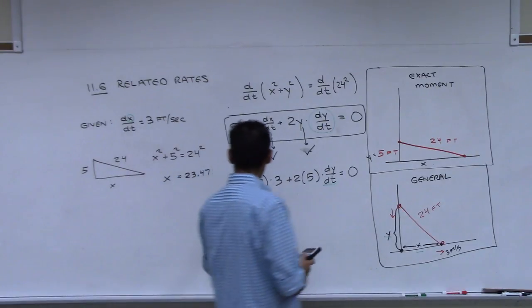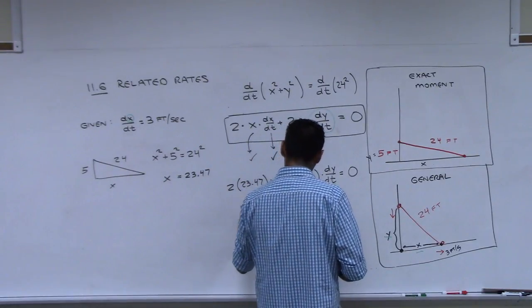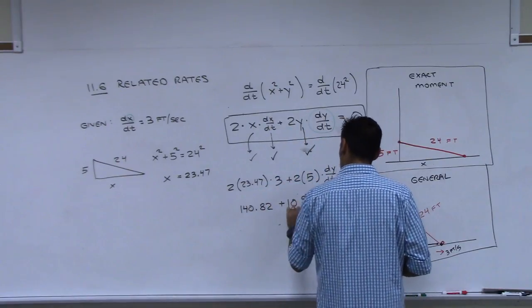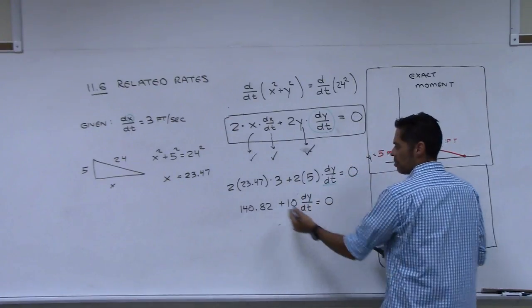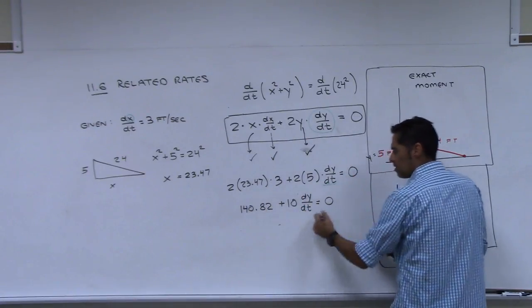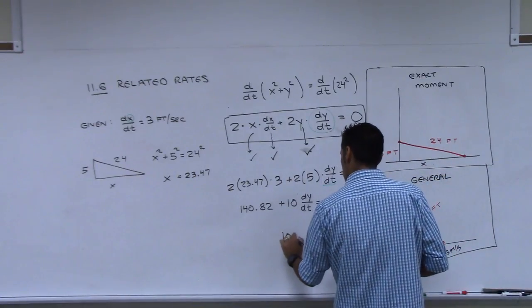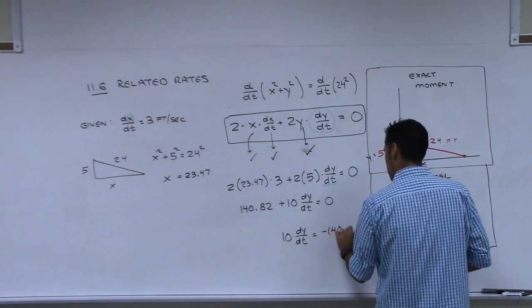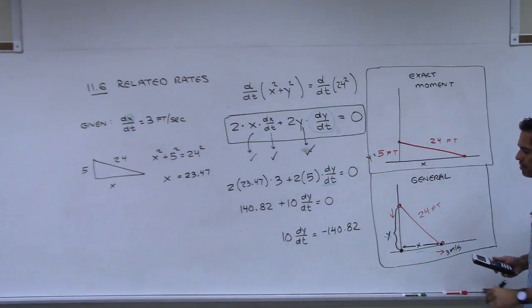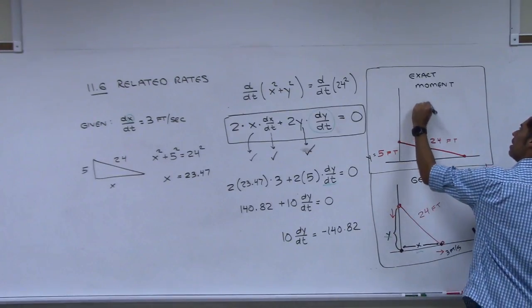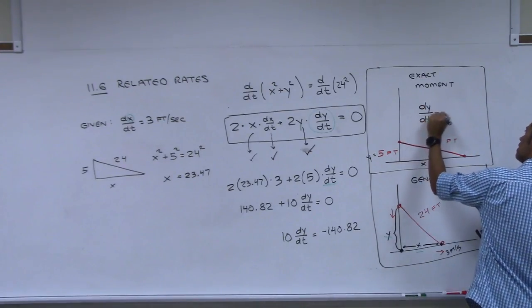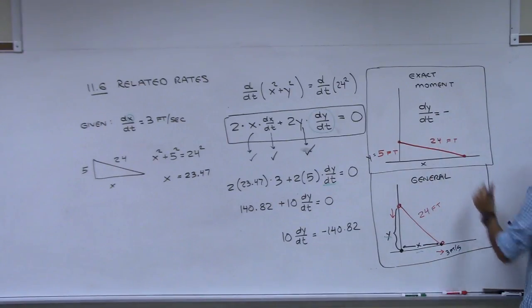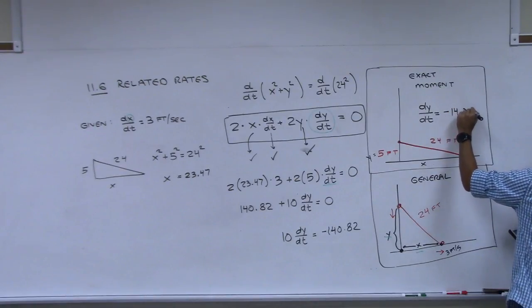All right, so when you do this, you should get 140.82 plus 10 times dy dt equals 0. So that's what you get when you multiply those. Then I'll move this to the other side. I get 10 dy dt equals negative 140.82. And then I divide both sides by 10. So I get my final answer, dy dt is negative, is that right? 14.082.